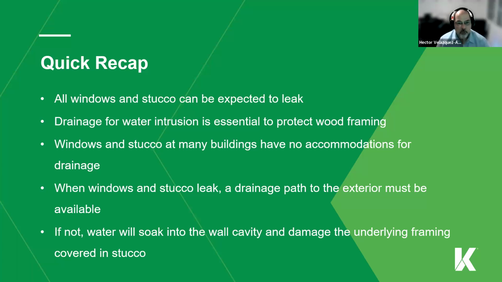So a quick recap: all windows in stucco can be expected to leak. Drainage of water intrusion is essential to protect wood framing. Window and stucco at many buildings have no accommodation for drainage. When window and stucco leaks, a drainage path to the exterior must be available. Don't seal it up. If not, water will soak into the wall cavities and damage the underlying framing covered in stucco. This is not adding up to the piping. We're seeing that more and more and more. Your drainage, your wet stacks that you have on your buildings, are starting to deteriorate, especially in the older buildings. That causes problems.